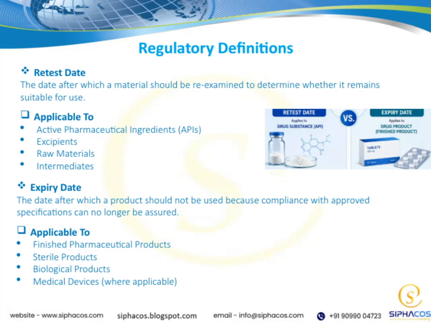Let's talk about expiry dates and retest dates, two key concepts in product safety and quality. An expiry date tells us when a product should no longer be used because we can't guarantee it still meets approved standards. This applies mostly to finished pharmaceuticals, sterile products, biologicals, and some medical devices. On the other hand, a retest date is when a material needs to be checked again to confirm it's still good. This usually applies to raw materials, active ingredients, excipients, and intermediates. Both dates help keep products safe and effective.